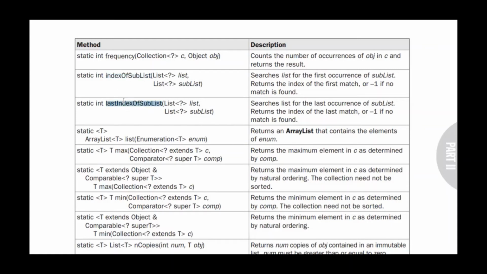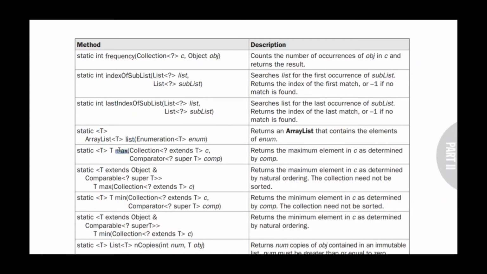Then lastIndexOfSubList. So it searches the list for the occurrence of the sublist. If it is found, it will return the index of the last position, or it will return -1. Then we have the list method. It returns an array list that contains the elements of an enumerator.